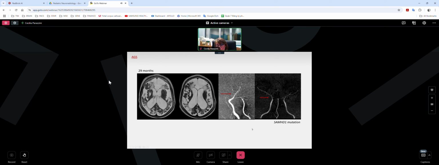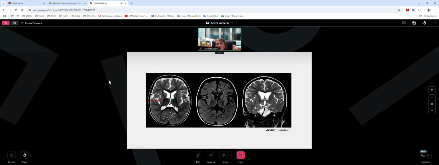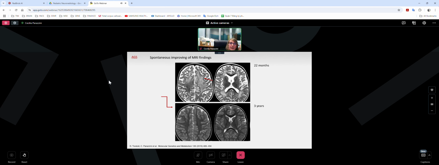This is a feature with a strong correlation with this mutation, in which a severe stenosis of intracranial vessels is evident, and consequent atrophic brain with gliosis and malacic lesions. And the other picture shows a bilateral striatal necrosis associated with ADAR1 mutation.